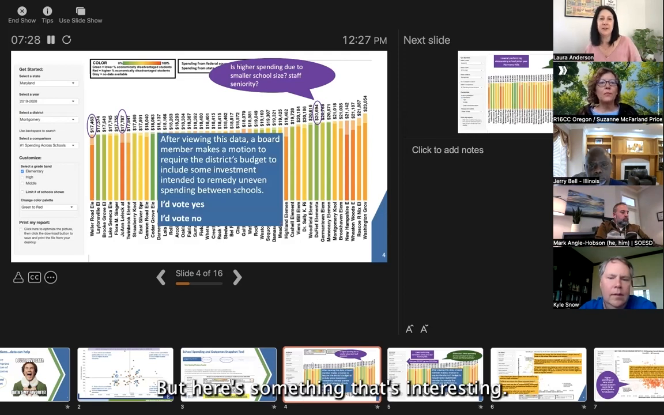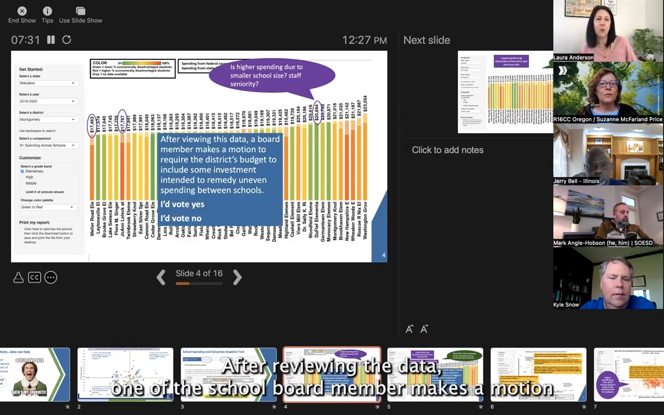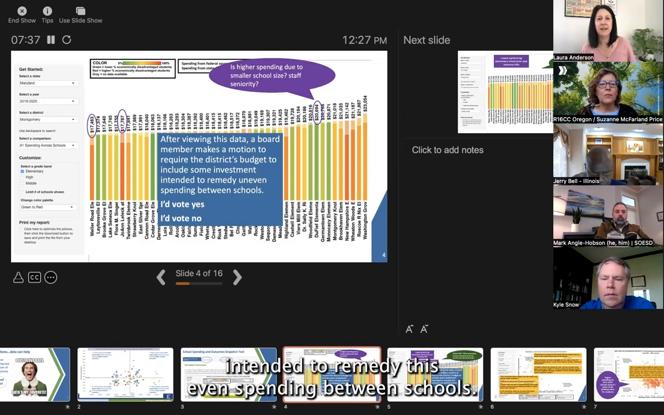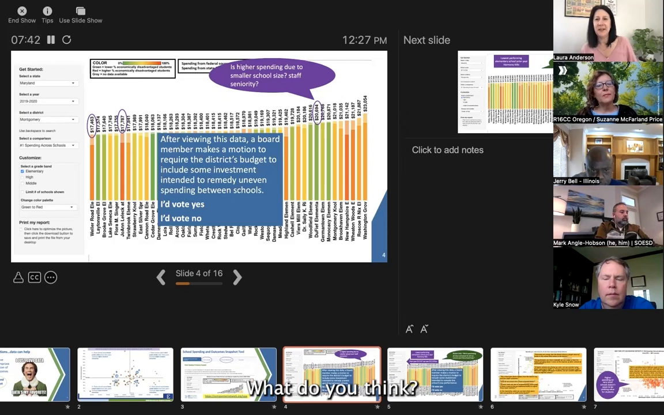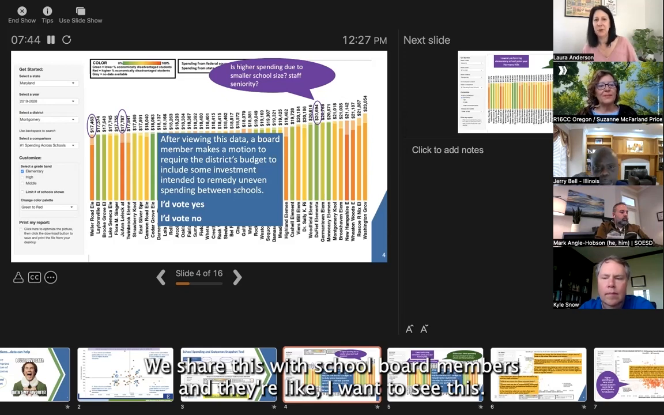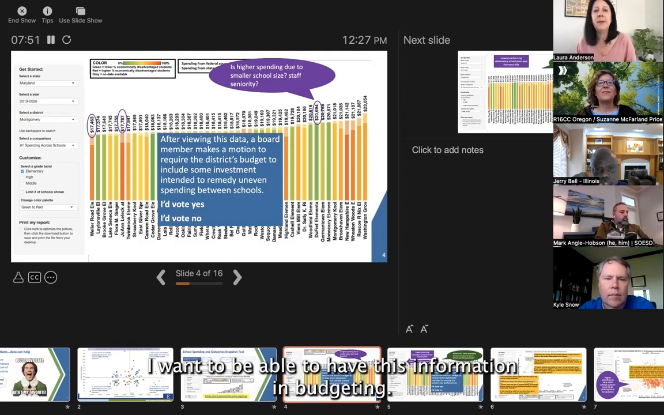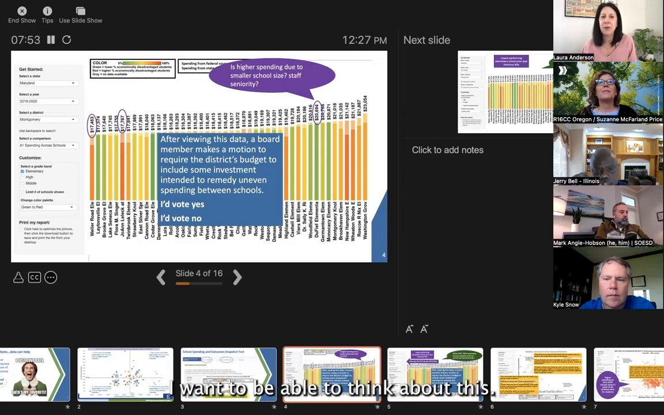But here's something that's interesting. After viewing the data, what if a school board member makes a motion to require the district's budget to include some investment intended to remedy this uneven spending between schools? What do you think? We shared this with school board members and they're like, I want to see this. I need to get this for my school, my school district. I want to be able to have this information in budgeting. I want to be able to think about this. Is this reasonable to look at it this way and to say, I want to remedy this spending?